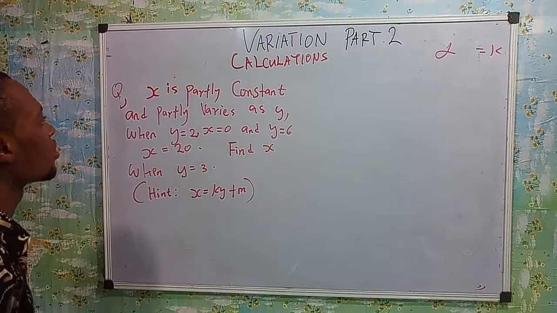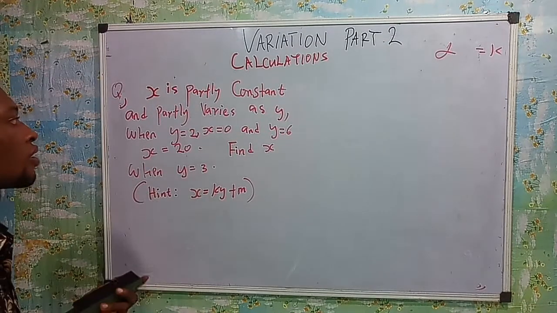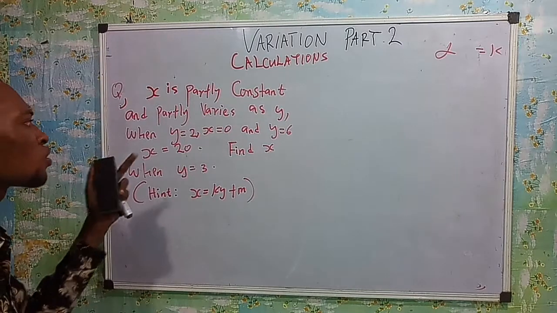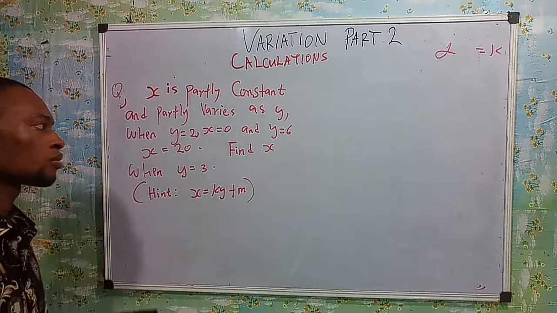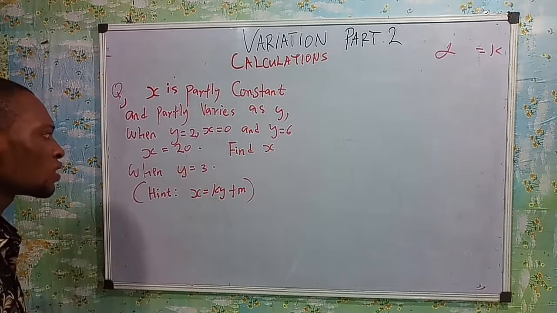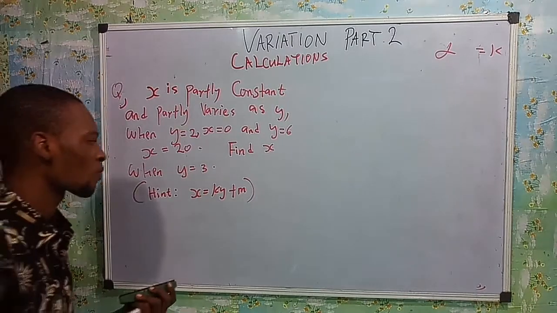Take a look at this. S is partly constant and partly varies as y. When y equals 2, s equals 0, and when y equals 6, s equals 20. Find s when y equals 3.